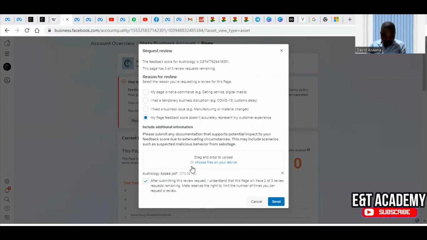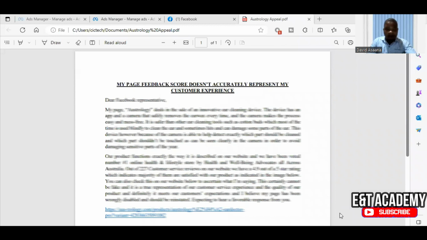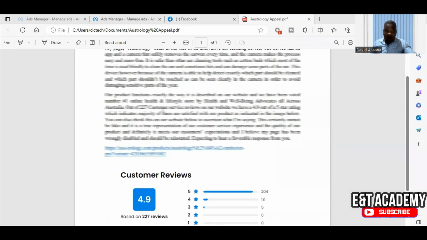Okay, I've drag and dropped it here, but let me read just a sample of it. I said, dear Facebook representative, it's a sample letter I wrote. My page feedback score doesn't accurately represent my customer experience. Dear Facebook representative, my page, and I've described in detail what my page talks about. And then I've said that our product functions exactly the way it is described on our website, and we have been voted number one online health and lifestyle store by health and well-being advocates all across Australia.